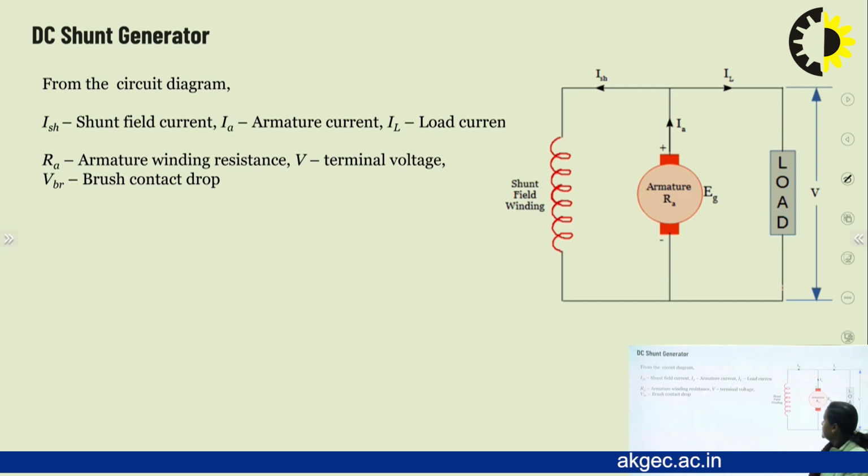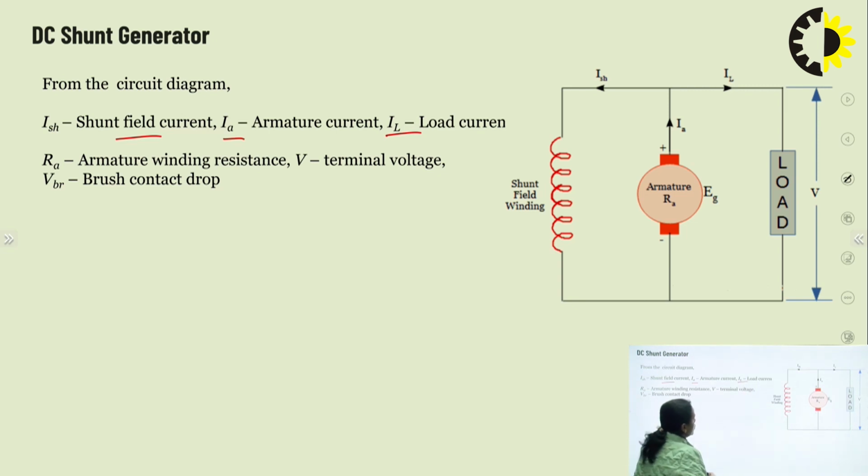Here you can see that this field winding is connected in parallel with the armature. That's why it is called a DC shunt generator. Here ISH means the shunt field current, IA means the armature current, IL means the load current. Then RA is armature winding resistance, V is terminal voltage, and VBR is brush contact drop. From this diagram you can see the relation IA is equal to IL plus ISH.